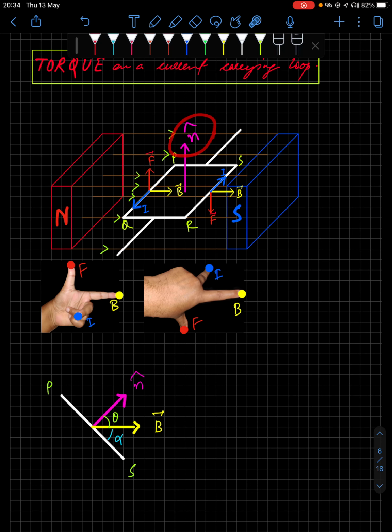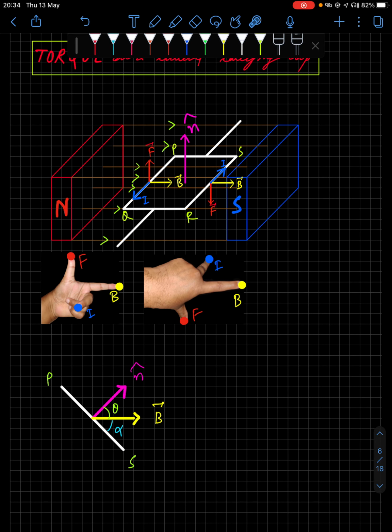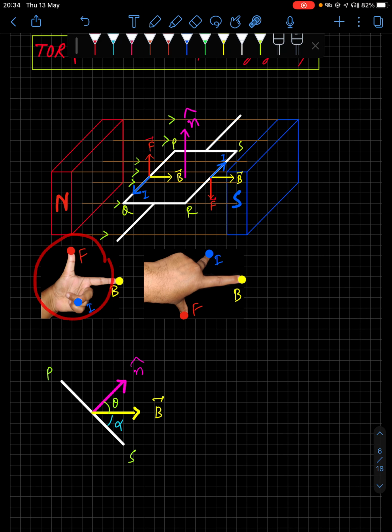So this is the direction of the area vector. The area vector is always perpendicular to the plane of the coil. So n cap is here acting upward. The magnetic field is acting along the right. Now, if you apply Fleming's left hand rule in this branch PQ, you see in the branch PQ the current is acting in the downward direction. That is represented by the middle finger, which is blue here. I is acting in the downward direction. The field is along the right. In such a case, the force is represented by the thumb in the upward direction.